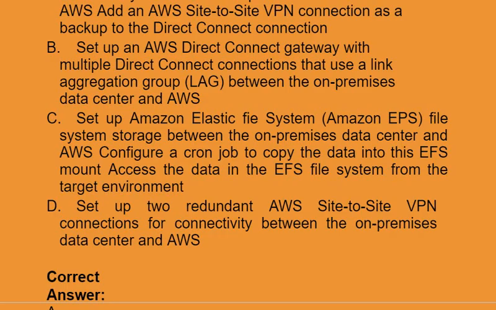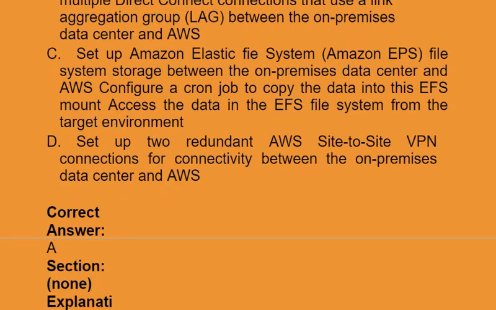Option D, set up two redundant AWS site-to-site VPN connections for connectivity between the on-premises data center and AWS. Correct answer is option A.